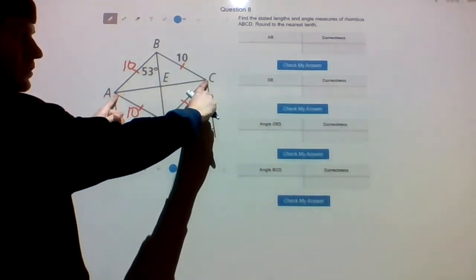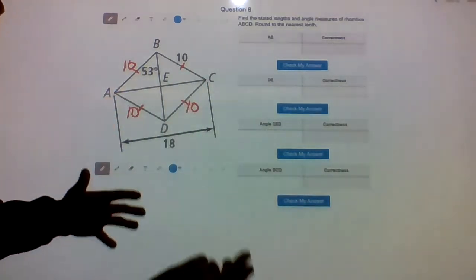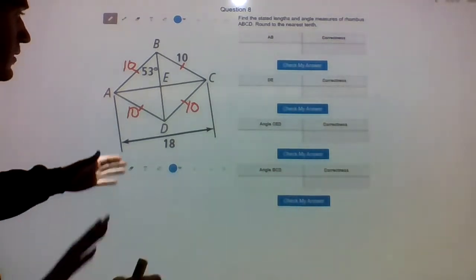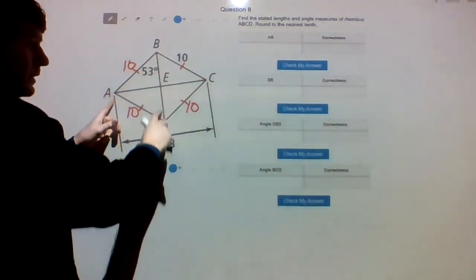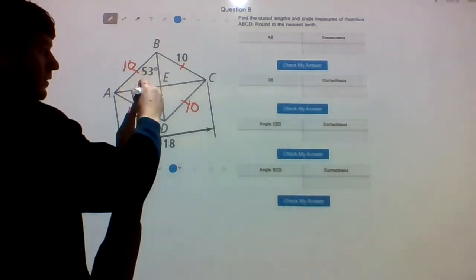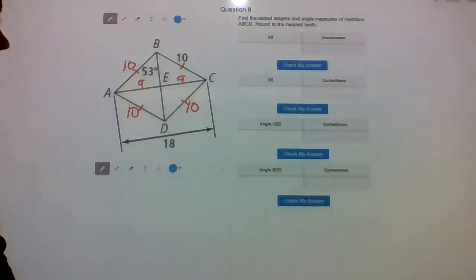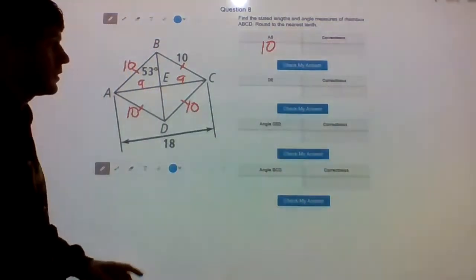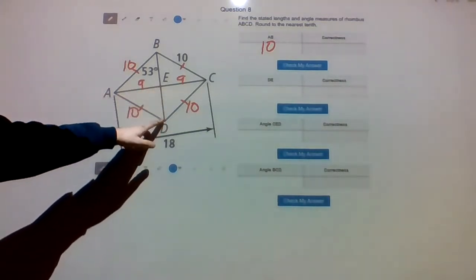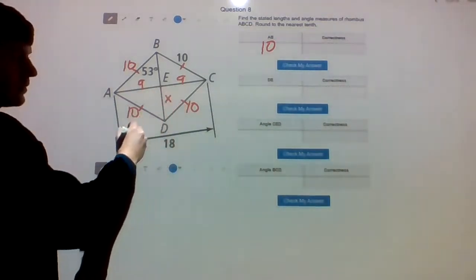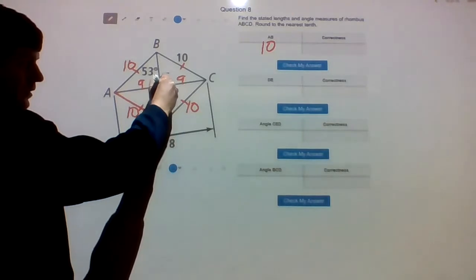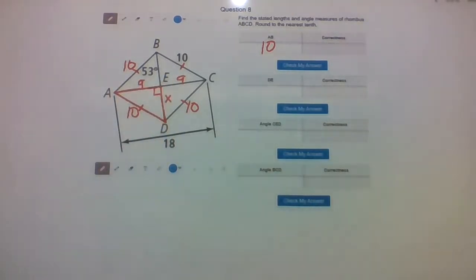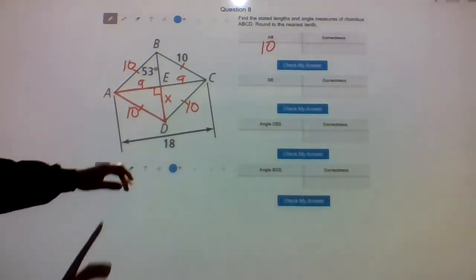Since a rhombus is a parallelogram, all our properties of parallelograms still apply. So our diagonal is getting bisected. AC is getting split in half by BD, so that's going to be 9 here and 9 here. So AB was 10. Now we're looking for DE, so we can put an X there. You want to look at this triangle. It's going to be a right triangle since the diagonals of a rhombus are perpendicular. And we can use our Pythagorean theorem.